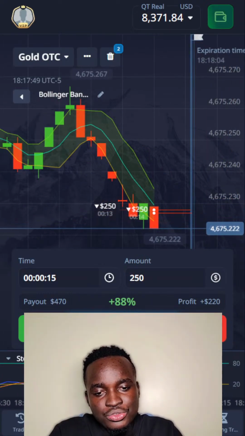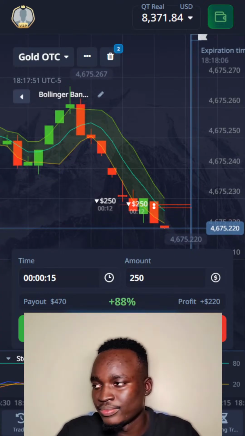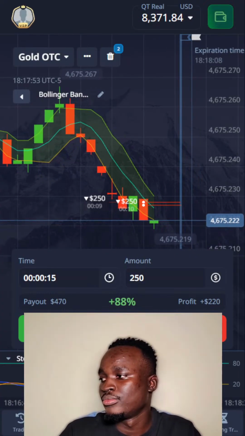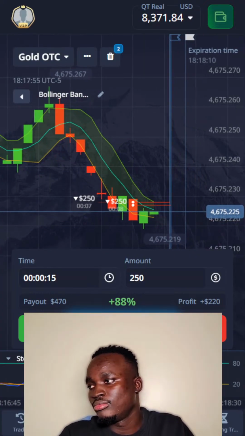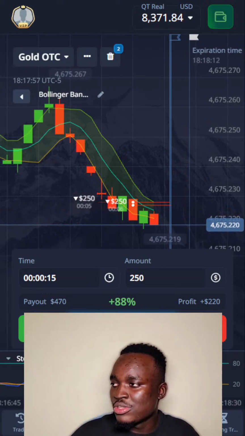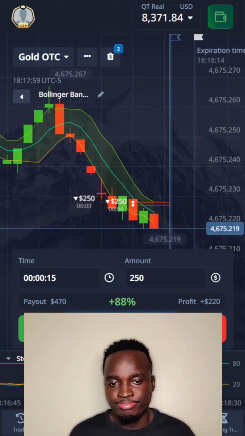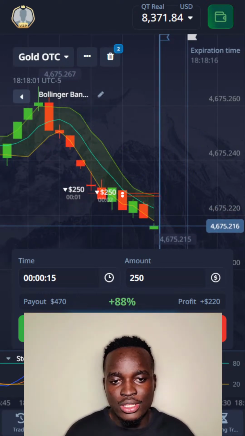Very good downtrend here, so I'll make a double shot there. What platform are you using? I'm using the Pocket Option platform. Sometimes I call it the pocket money.